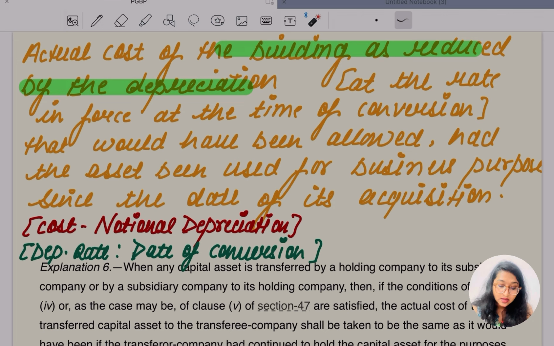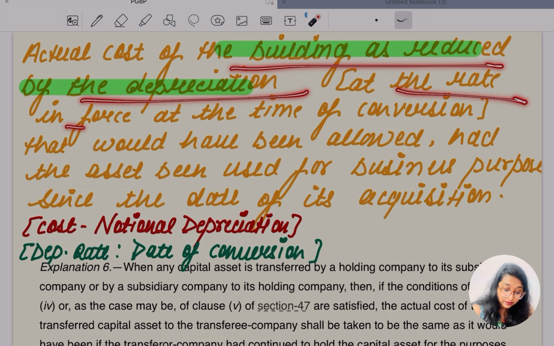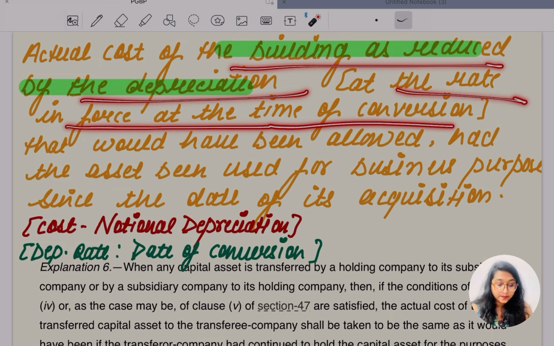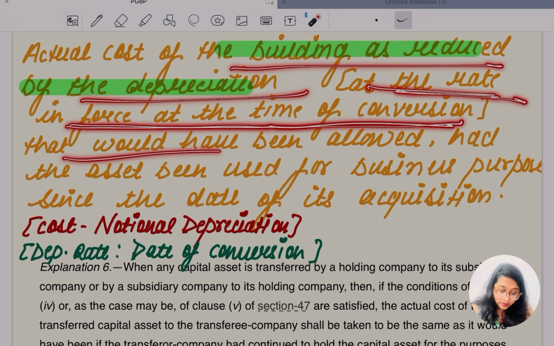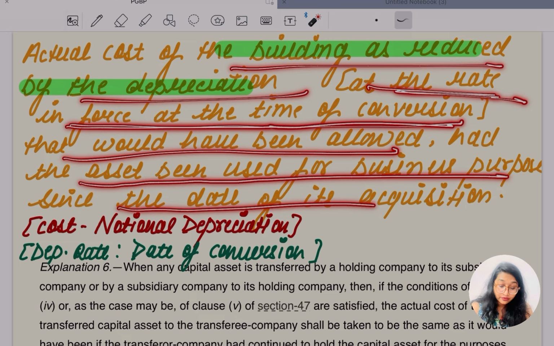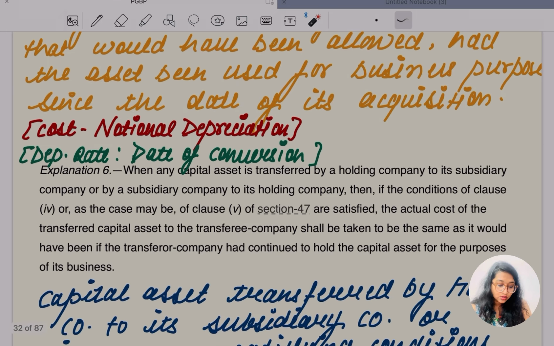So let me read it. The actual cost of the building as reduced by the depreciation in force at the time of conversion, that would be allowed had the asset been used for the business purpose since the date of its acquisition. Okay, so the reduction is the notional depreciation, and the depreciation rate is taken on the date of conversion of that building to business purpose.